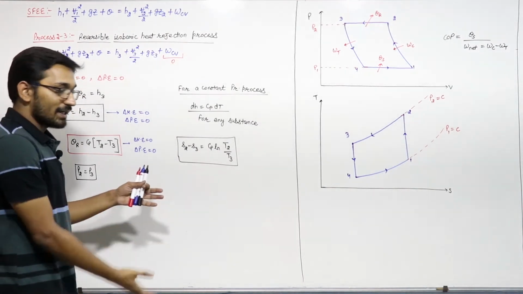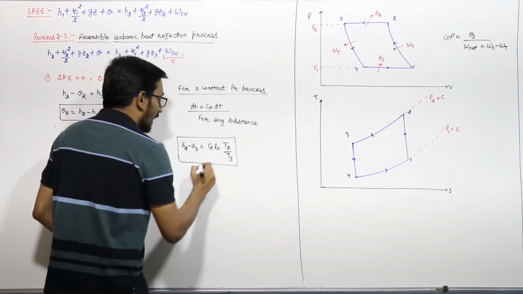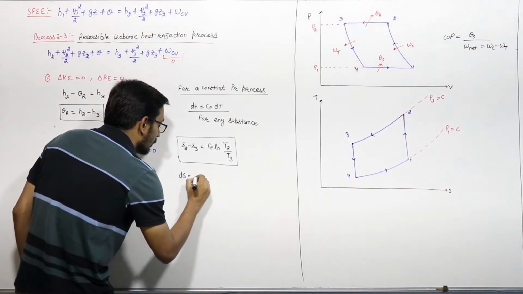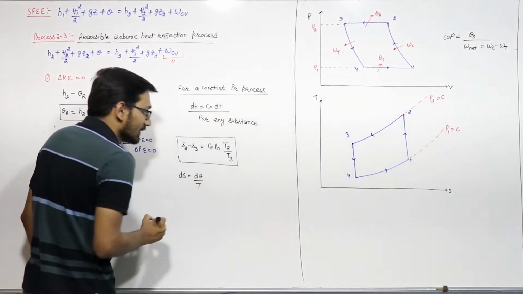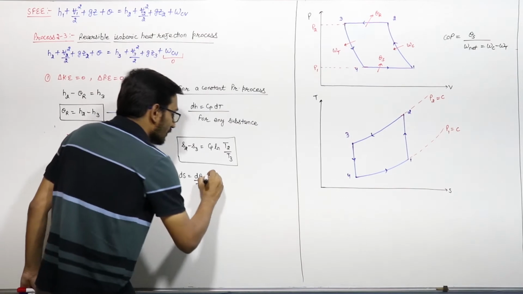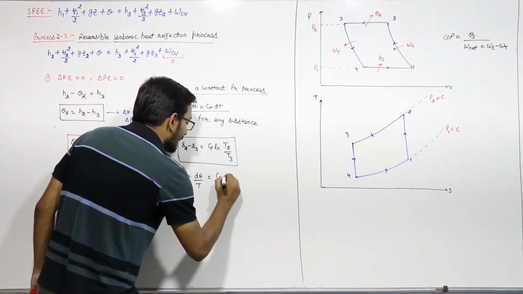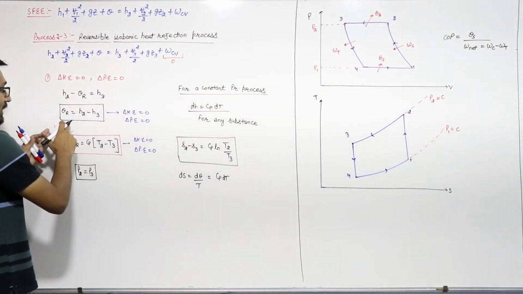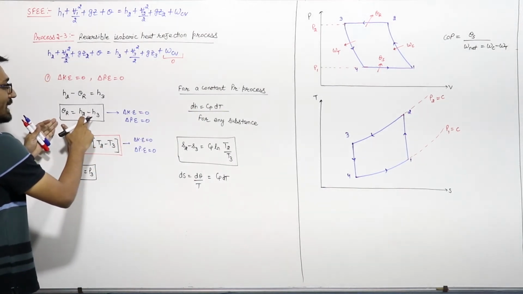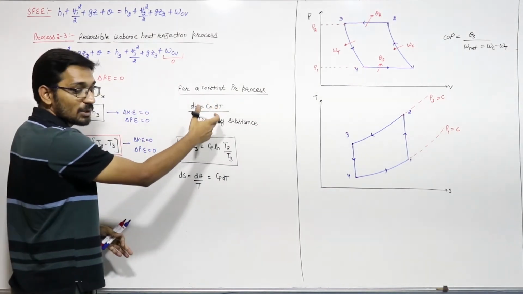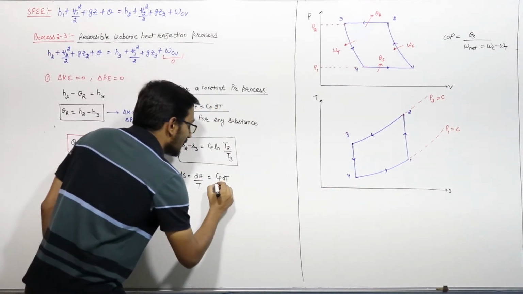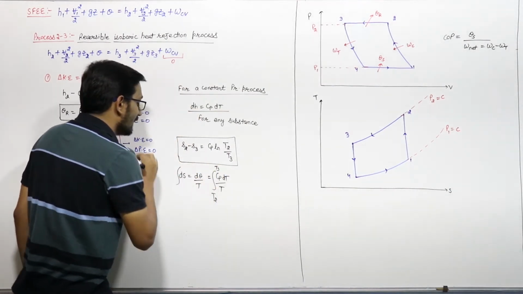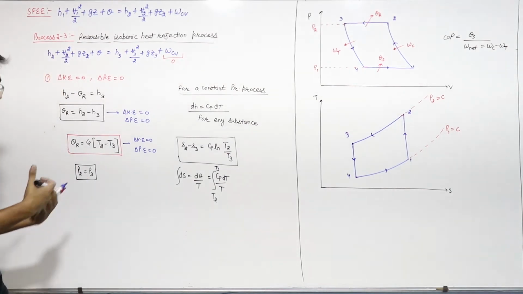This you know, right? For a reversible system, ds is equal to dq by T. You know this, ds is equal to dq by T. So dq is equal to how much? Cp dT. Here dq is equal to dh is equal to Cp dT. So ds is equal to Cp dT by T. If you integrate it from T2 to T3, you will get S3 minus S2.